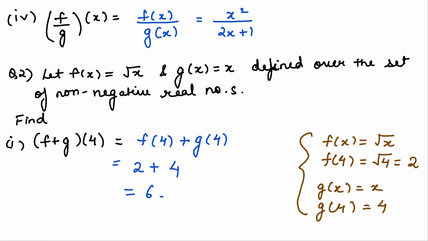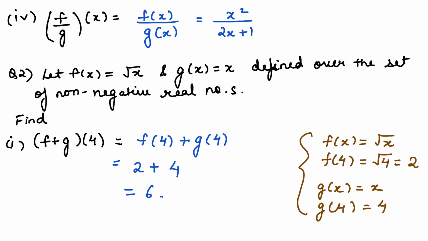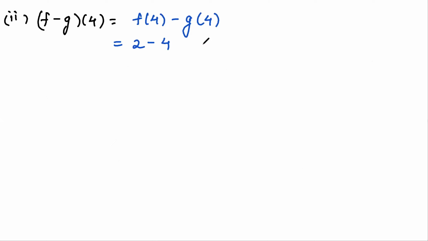So this is how you're going to add two functions. Let's do this for difference also. If I ask you what will be f minus g of 4, how will you find this? This will be f of 4 minus g of 4, and just now we have found out f of 4 is 2, and g of 4 is 4. So 2 minus 4 gives you minus 2. So that is your difference of two functions.